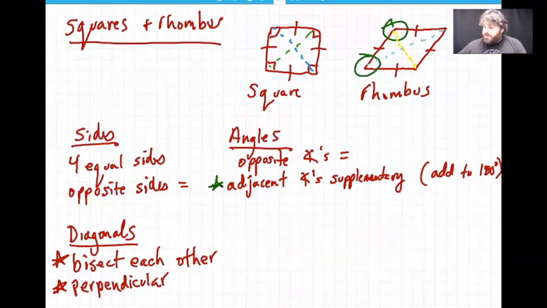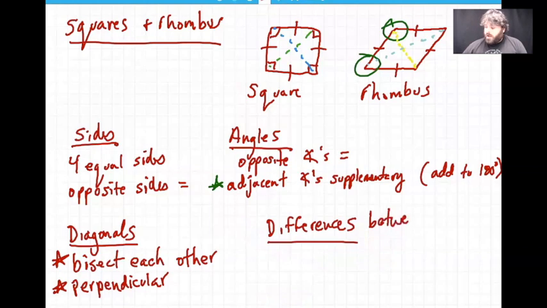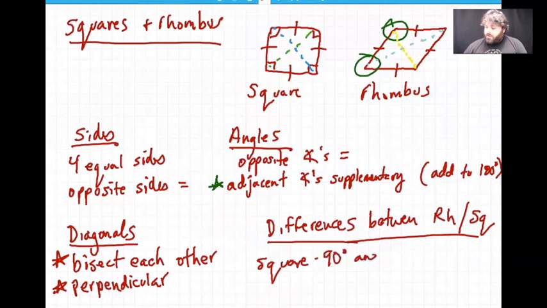Okay, finally, there's some differences, okay? There's some things that are different between these 2. So what are the differences between rhombuses and squares? So between a rhombus and a square, what are the differences? Well, a square has all 90-degree angles, which means because those angles are 90 degrees, it means that those diagonals are equal.